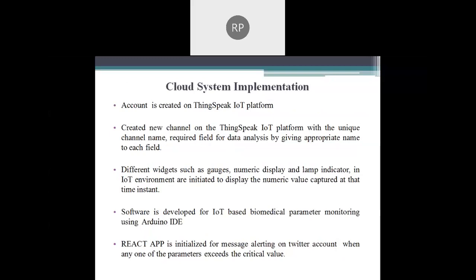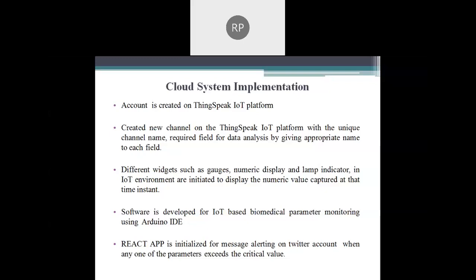Next slide, madam. The cloud system implementation has been done on the ThingSpeak IoT platform. So these are the steps. First, create a new channel on the ThingSpeak IoT platform with a unique channel name and required fields for the data analysis, giving an appropriate name to each field. Different widgets such as gauges, numeric display, and lamp indicator in an IoT environment are initiated to display the numeric value captured at that time instant.